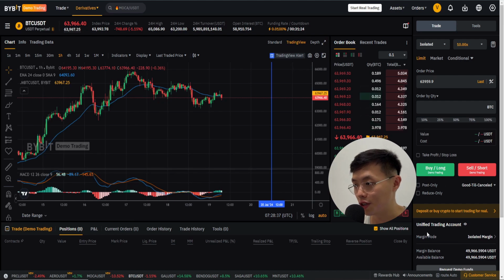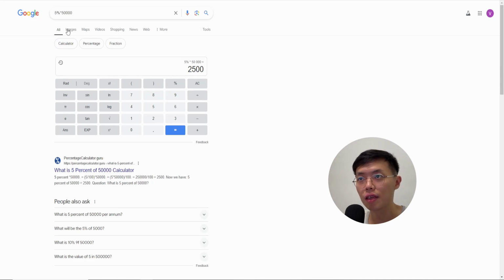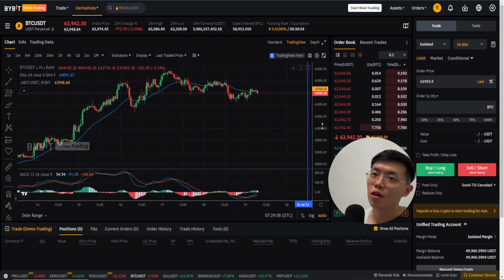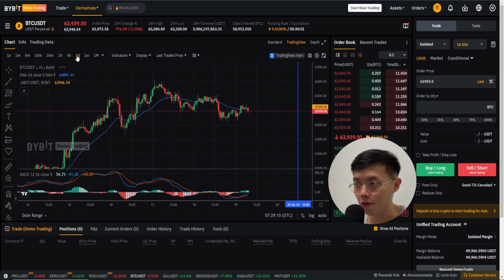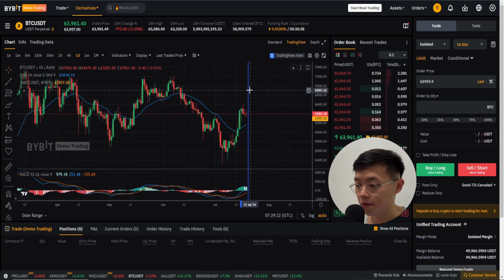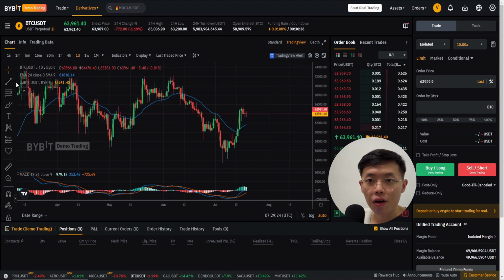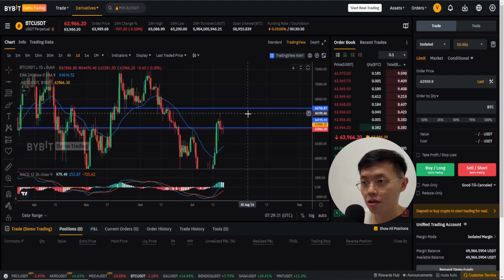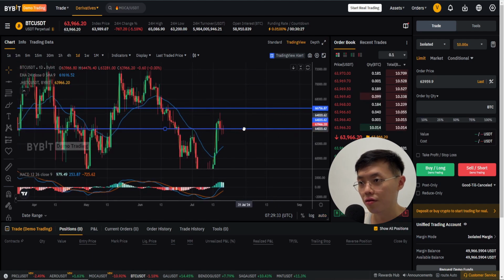So we have a margin here, 50K. Again, our risk is 5%. 5% of 50K is 2.5 thousand. So for all of your trades, your stop loss can only be 2.5K. For example, I want to open a short right here, and I want to set a stop loss as such, and my entry right now.